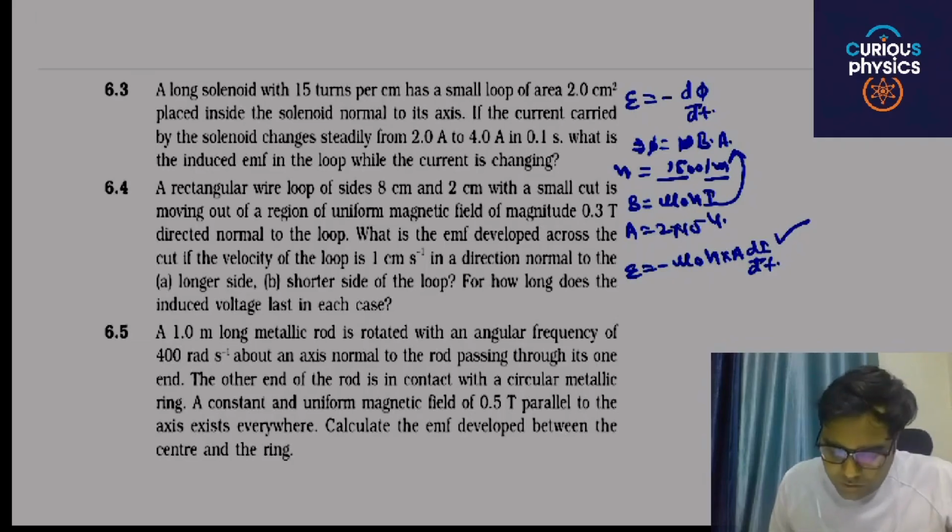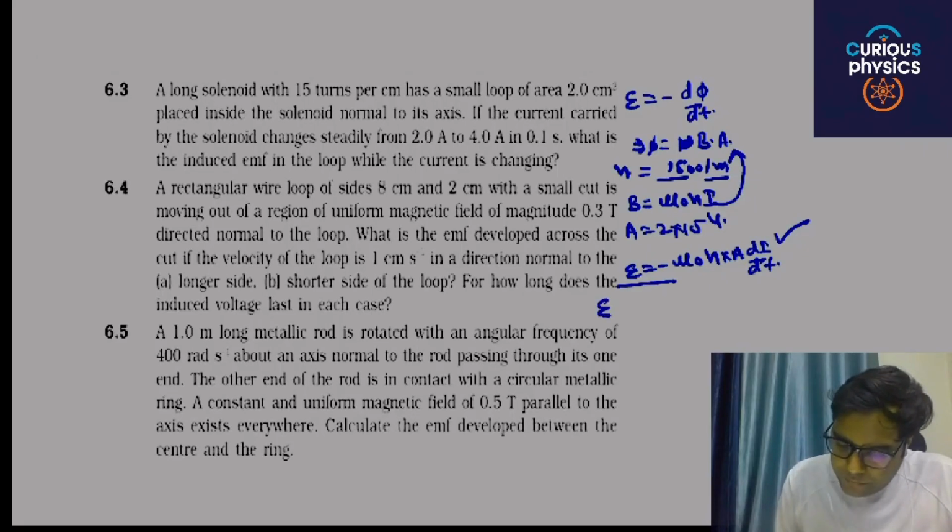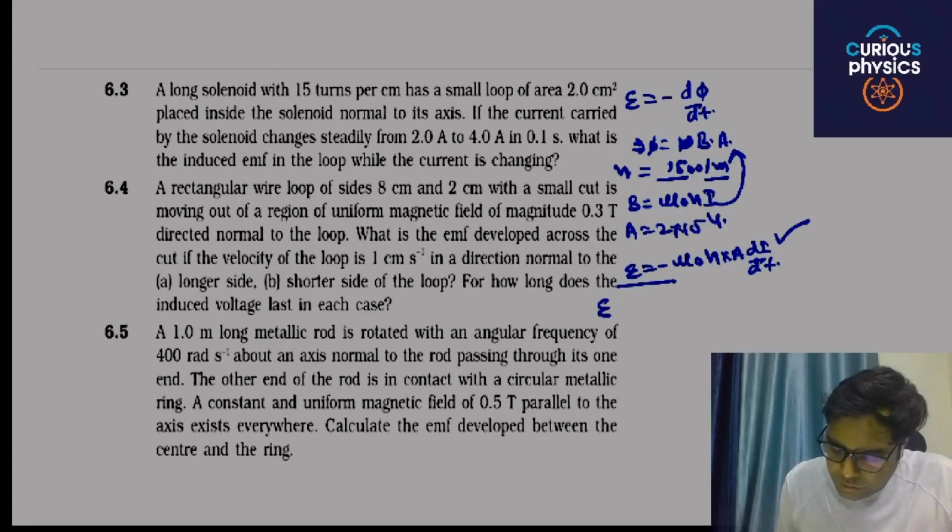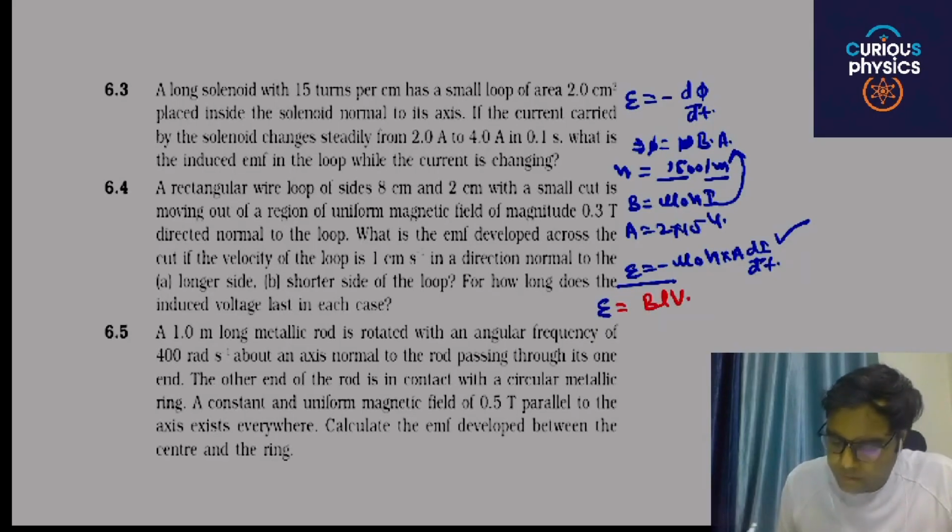In question 6.4, a rectangular wire loop of sides 8 cm and 2 cm with a small cut is moving out of a region of uniform magnetic field of 0.3 Tesla directed normal to the loop. What is the EMF developed across the cut if the velocity of the loop is 1 cm per second in a direction normal to the longer side? We have discussed the concept of motional EMF, so in this 6.4 you can directly use the formula BLV.